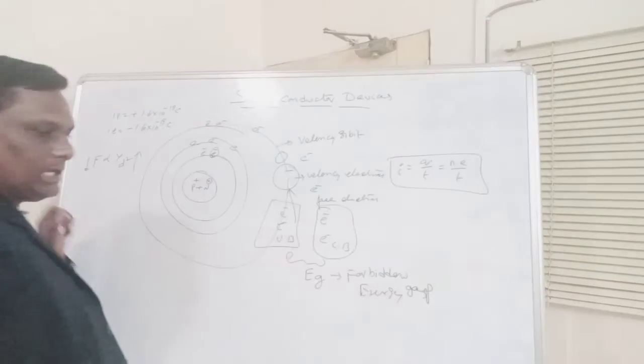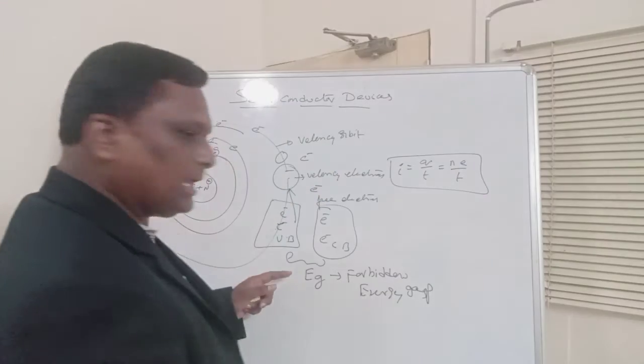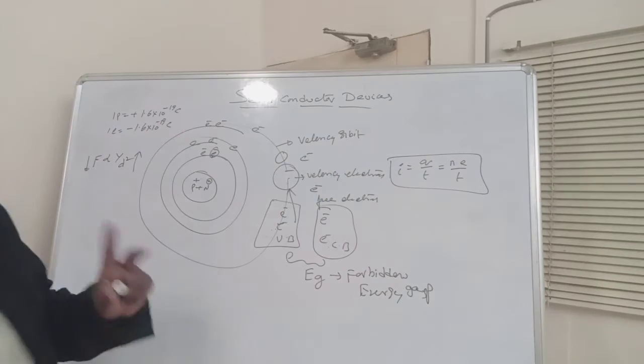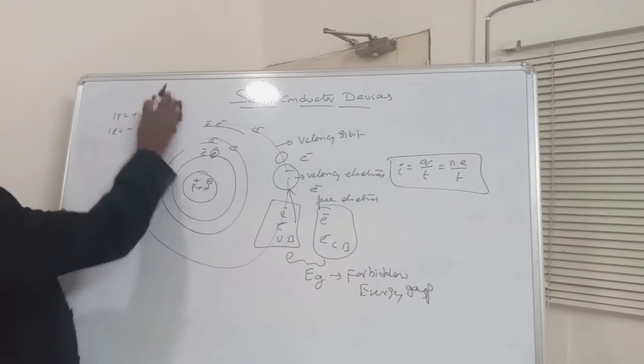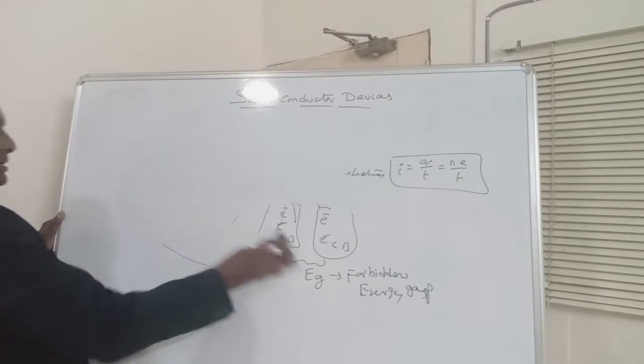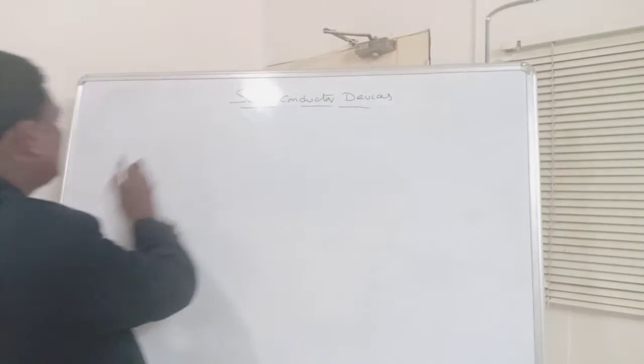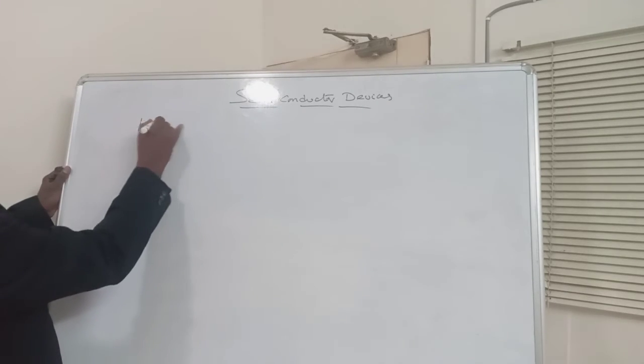Based on this forbidden energy gap, substances are classified into three types. They are, number one, the first one, conductors. So the first one is the conductor.